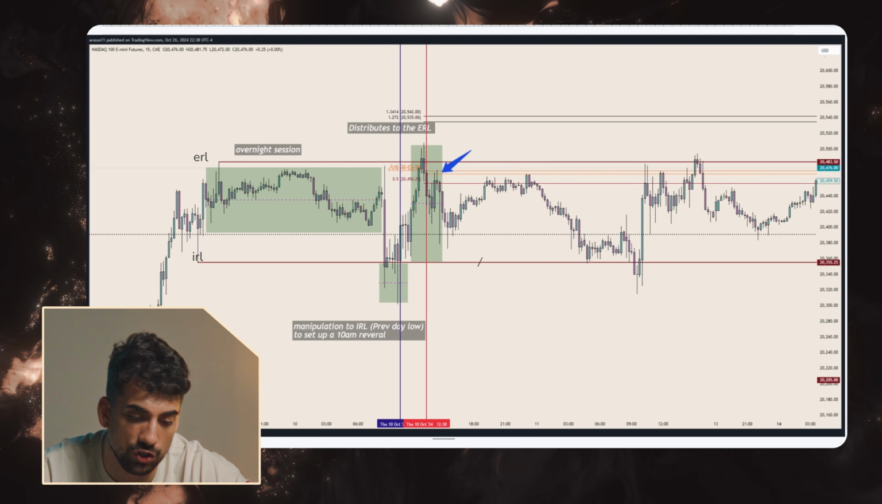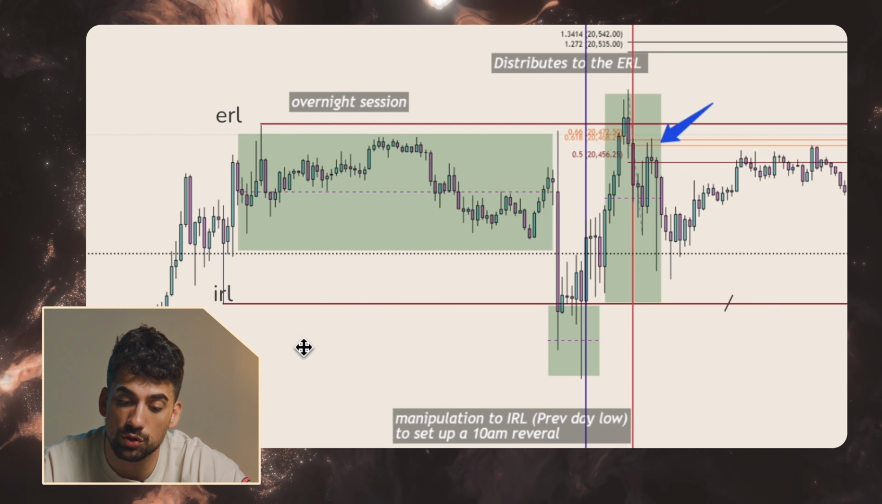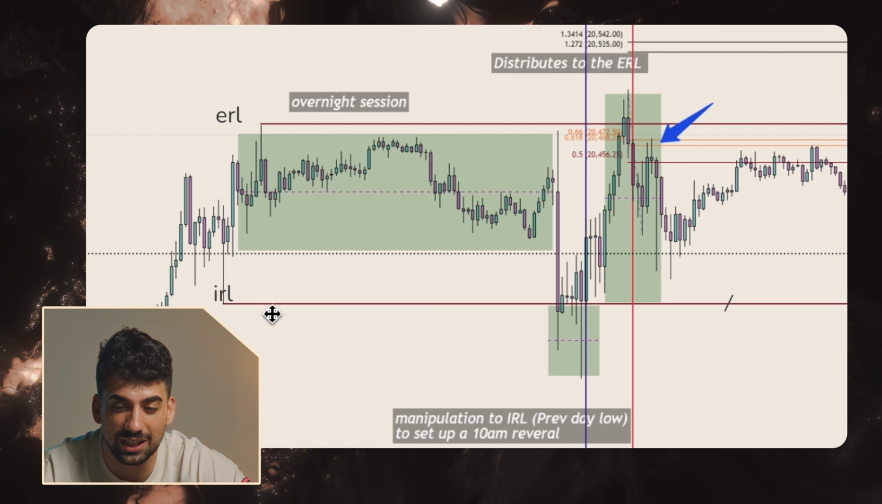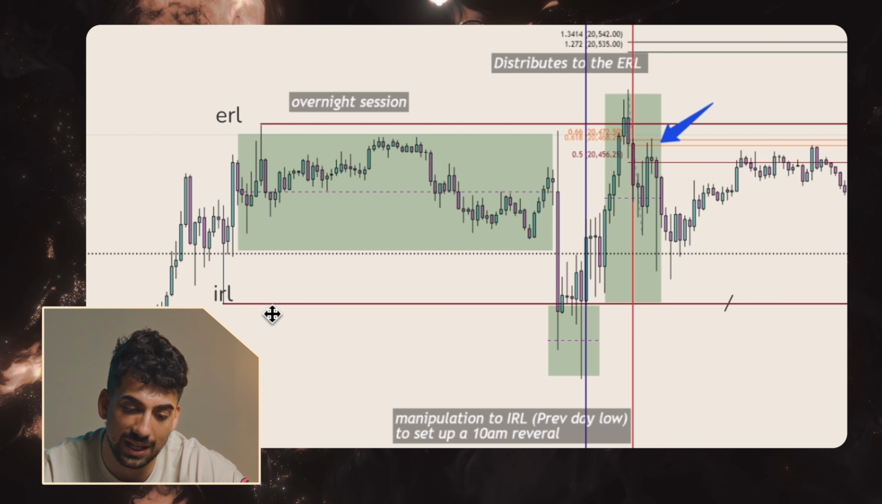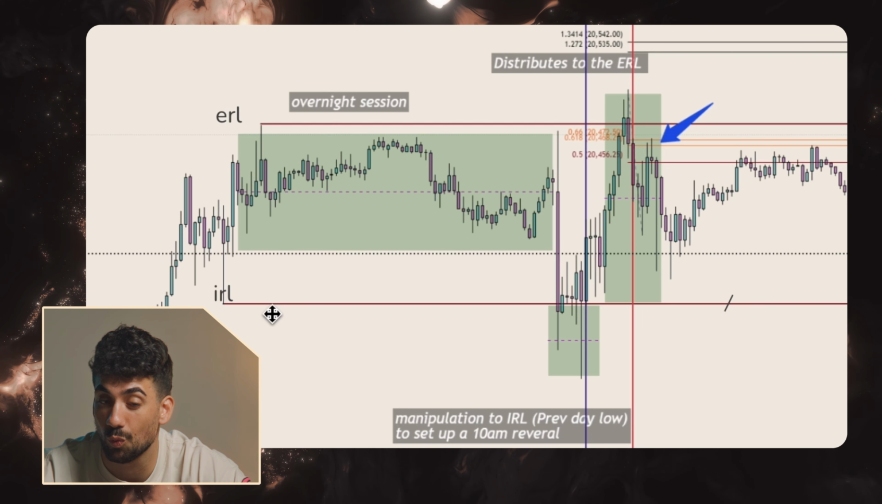We have an overnight session. We have external range liquidity, which is the cross-the-board high, and internal range liquidity, which is the latest low that had not been tested. Now, an external range will tend to be outside of the trend. So since price is bullish, your internal ranges will be lows and your external ranges will be highs.